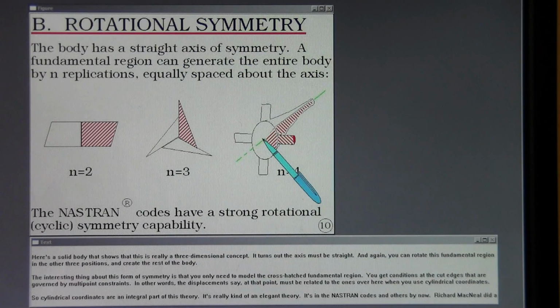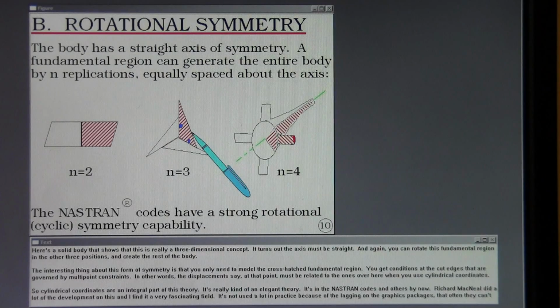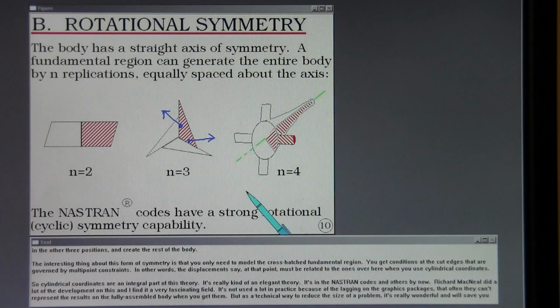The interesting thing about this form of symmetry is that you only need to model the cross-hatched fundamental region. You get conditions at the cut edges that are governed by multipoint constraints. In other words, the displacement at that point must be related to the ones over here when you use cylindrical coordinates. So cylindrical coordinates are an integral part of this theory. It's really kind of an elegant theory. It's in the Nastran codes and others by now. Richard McNeil did a lot of the development on this, and I find it a very fascinating field.